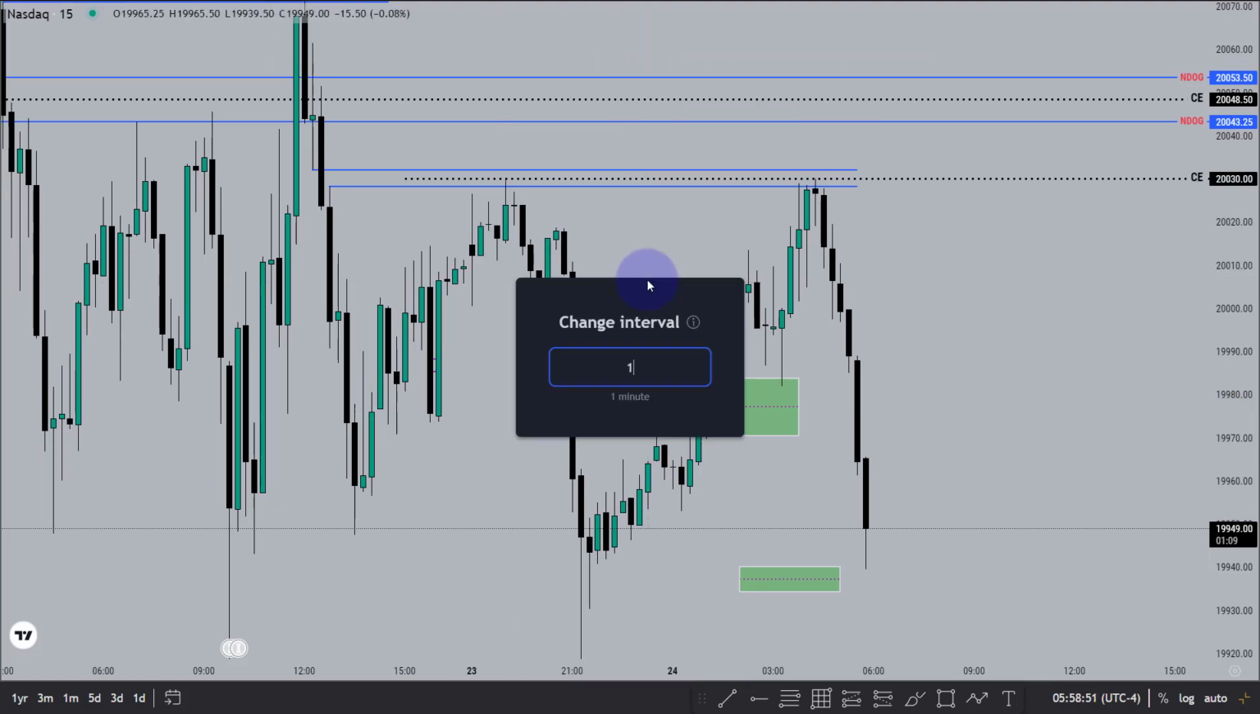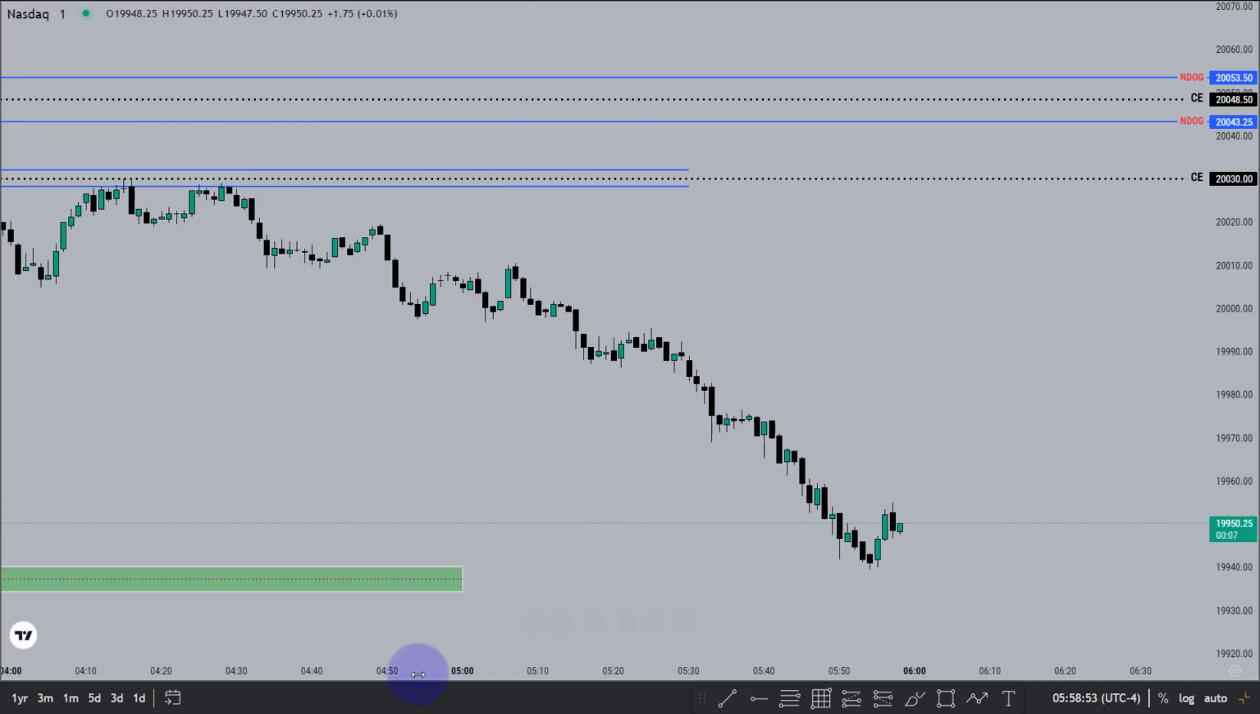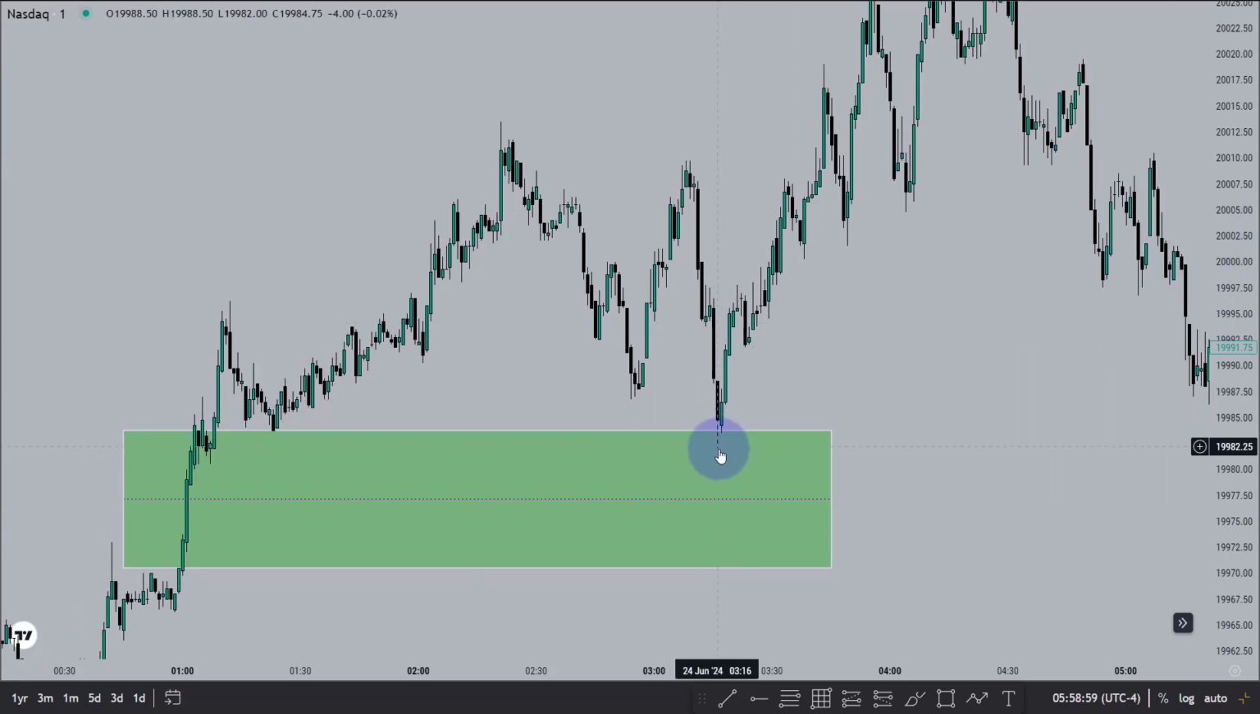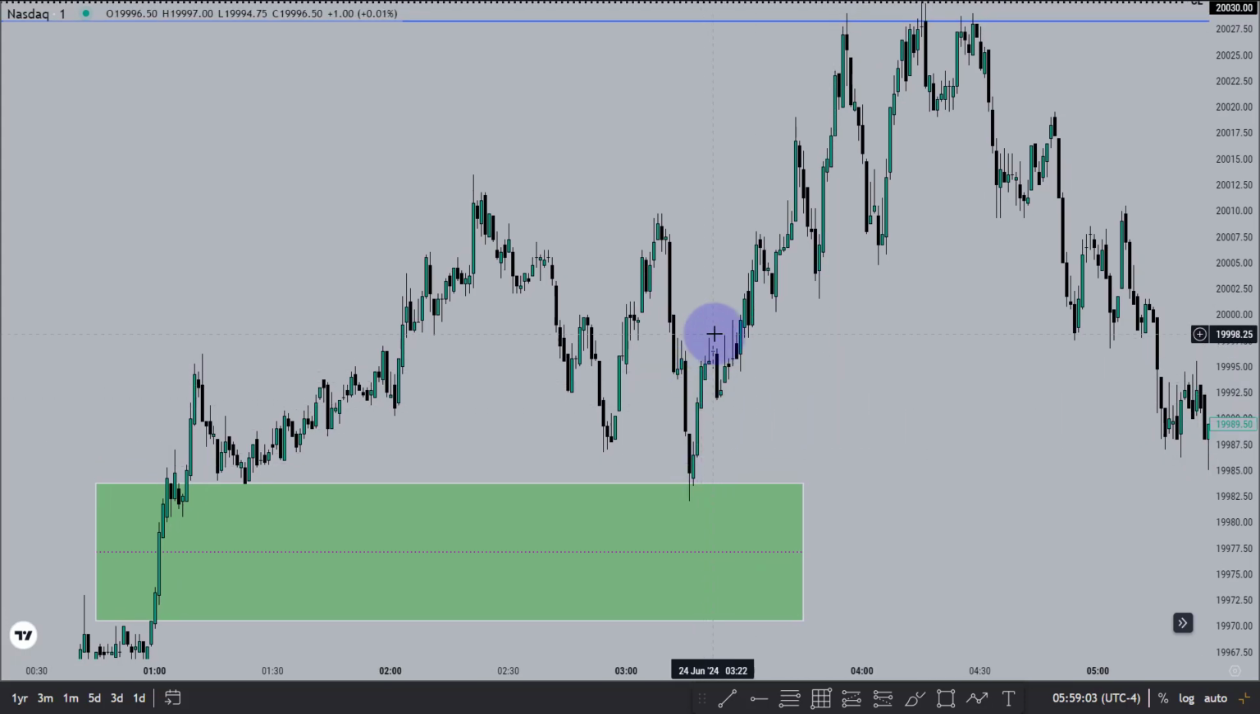Now I'm going to the 1 minute chart to make sure that you understand this fair value gap first. So around 3 a.m. this is the first time the market tapped this bullish fair value gap from the 15-minute chart. Then the market went higher. Was there any market structure shift? No, there was no market structure shift.